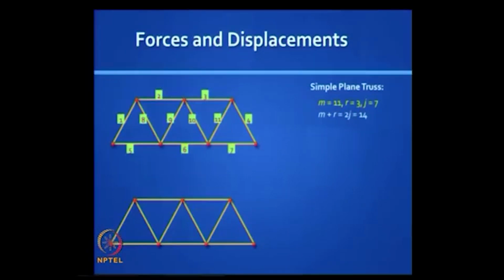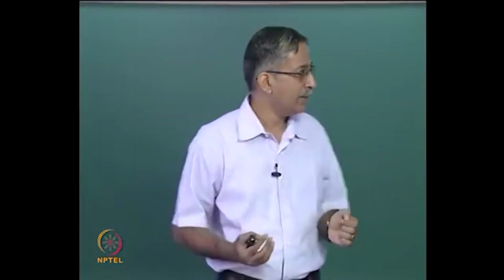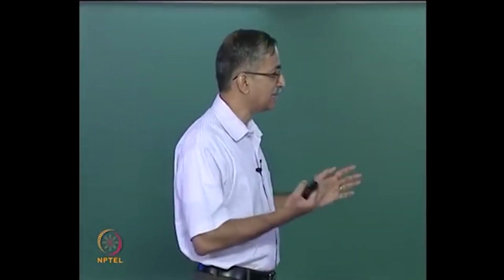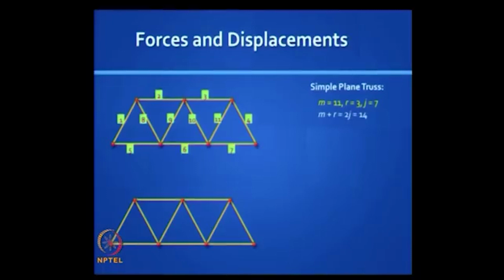Now here is something that we will really need to understand. It gives us a framework to do matrix analysis of structures. So take a look at this simple plane truss which satisfies m plus r equal to 2j. You have 11 members and you have 7 joints. Each joint has 2 degrees of freedom, so you have 14 degrees of freedom.